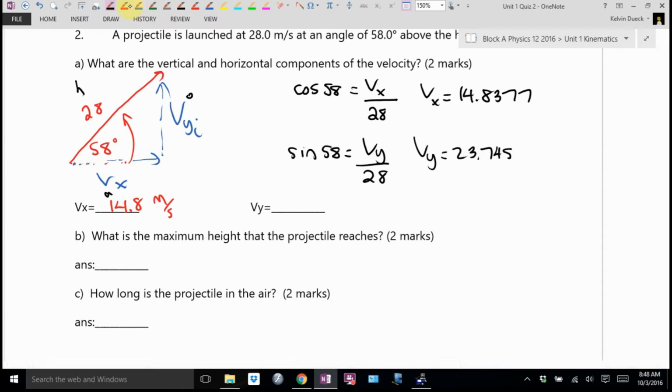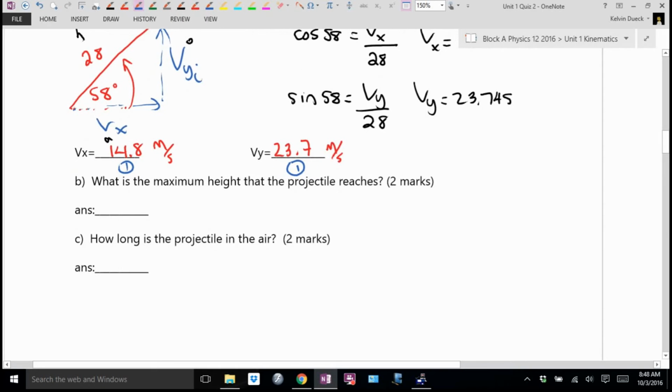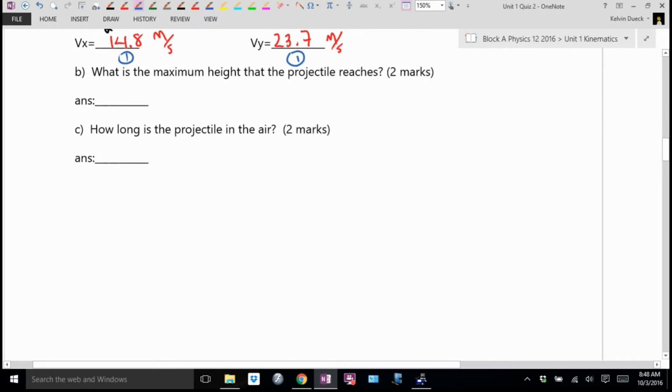And here, I'll write it as 23.7 meters per second. 1 mark for each of these, 2 marks grand total. So 1 mark, 1 mark. What's the maximum height? That sounds fairly vertical to me.